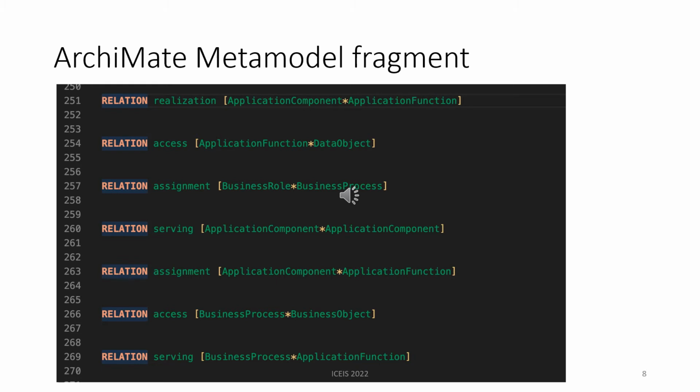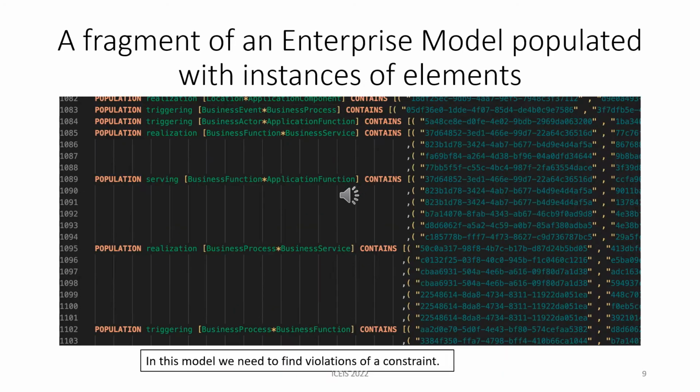This screenshot shows a fragment of the ArchiMate meta model. For example, a relation realization is a pair of an element of type application component and an element of type application function. This slide shows an internal model of an enterprise model in ArchiMate. It is populated with instances of elements. The long numbers are unique keys of elements. In this model, we need to find violations of a given constraint. So we don't transform the meta model of ArchiMate and avoid possible mistakes of such transformations.